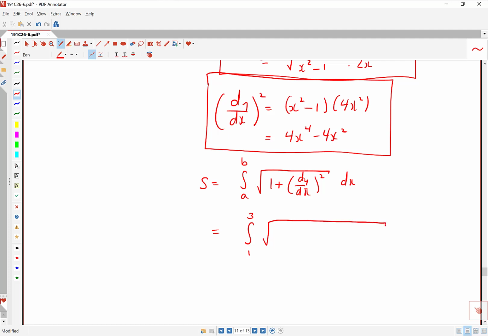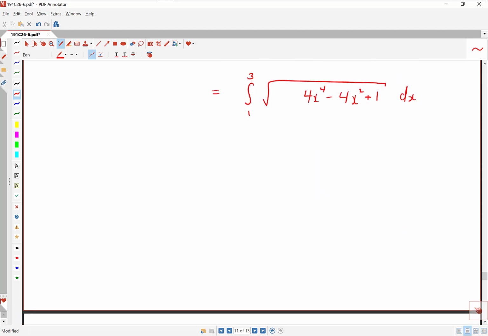Well, it's going to be the square root of 1 plus this dy by dx all squared, which we already calculated up here. So just plugging in, you'd have 1 plus 4x to the 4th minus 4x squared. And I might just rewrite that a little bit more nicely. I just think it looks better if the 1 comes at the back, and that's getting integrated with respect to x. So there's a bit of a trick here. 4x to the 4th minus 4x squared plus 1 happens to be a perfect square. It happens to be 2x squared minus 1, all squared.